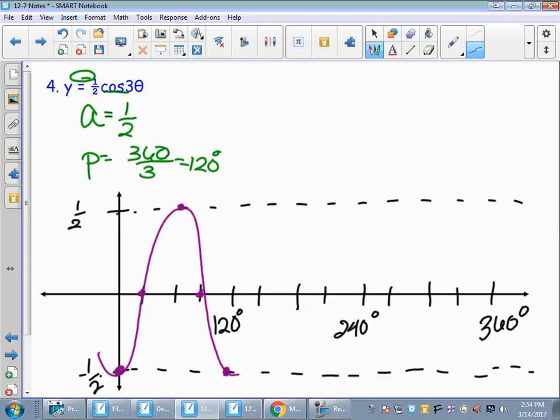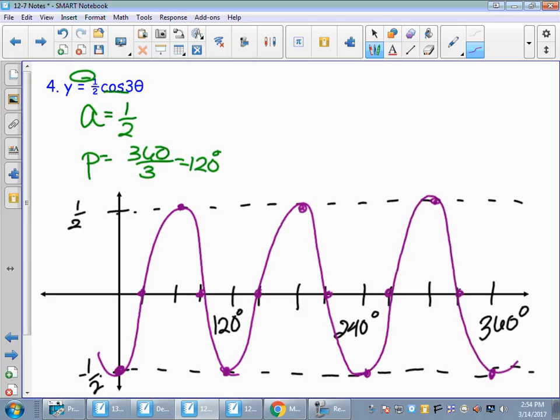So I'm down at 120, I'm down at 240, I'm up in the middle. And then 0 and 0. There's my second peak. And then again, I'm down at 240, I'm down at 360, I'm up in the middle. 0, 0. And there's your 3 peaks of your negative cosine.